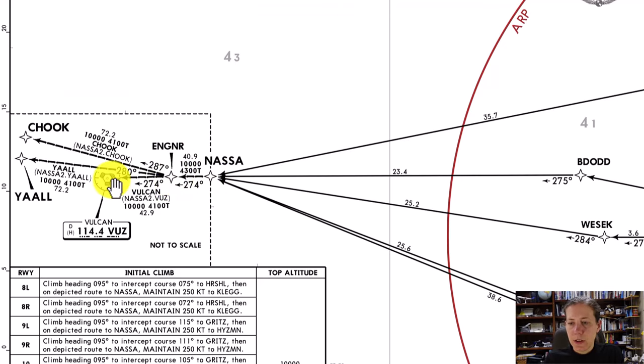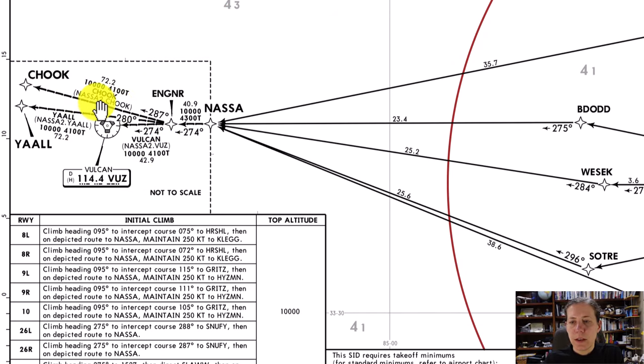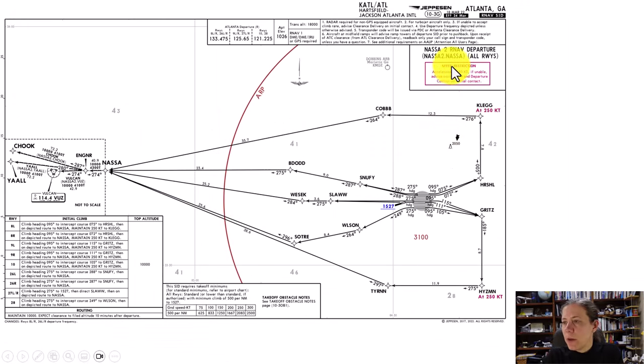Then you see it goes on to Vulcan, and here you see how you would file this if you wanted to end at Vulcan, NASA2.VUZ, Vulcan VOR. Or if you want to end at Chook, NASA2.Chook. Okay, so this is the example of where all of these can end. You could just end at NASA and go from there, okay? But you would file that as NASA2.NASA. This is usable by all the runways.